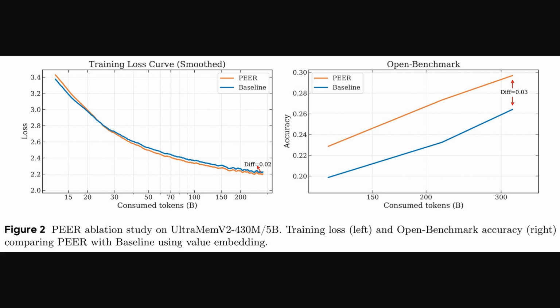Okay, the last table showed strong long context gains. Figure 2 now compares pure value processing to a baseline with value embeddings, holding memory access and compute fixed. The left panel shows slightly lower training loss for PEER, ending about 0.02 lower, which signals more efficient learning. The right panel shows higher open bench accuracy across training, with about 3 points improvement at over 300 billion tokens. The benefit comes from replacing stored value embeddings with a compact feed-forward network that processes the retrieved values.